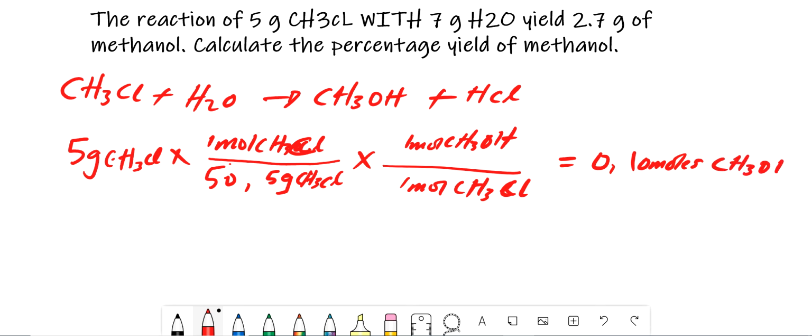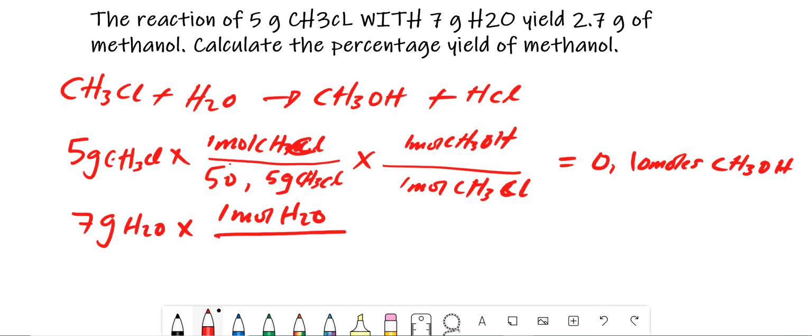Next, again we will calculate how much methanol in moles we will produce from 7 grams of water. So in this case we have 7 grams of water, multiplied by, we take it to moles, 1 mole of water over the molar mass of water, 18 grams.